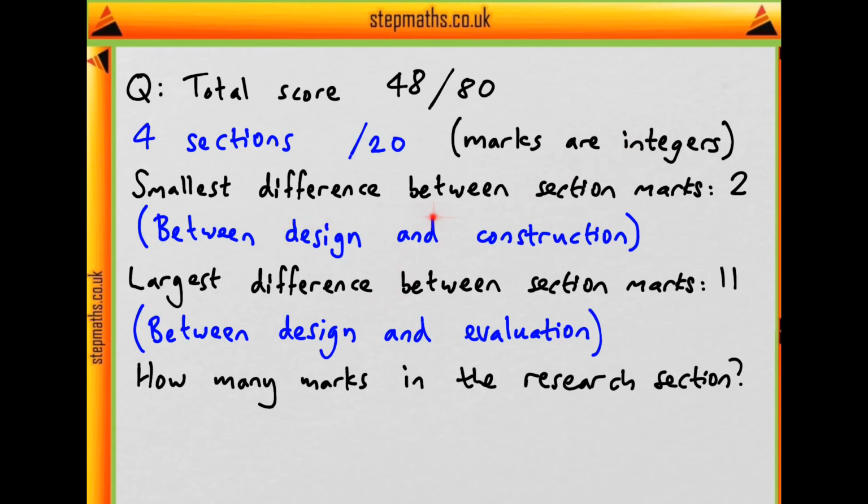And so the smallest difference between 2 sections was 2, and that was between design and construction. And the largest difference between sections was 11, and that's between design and evaluation. And so the 4th section was research, and so how many marks did the research section have?